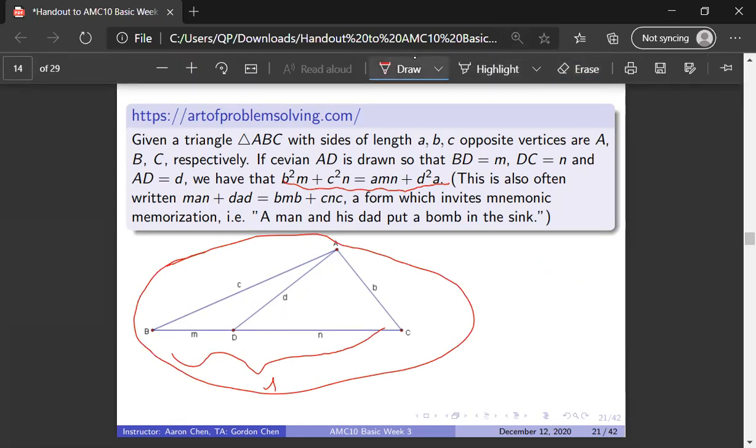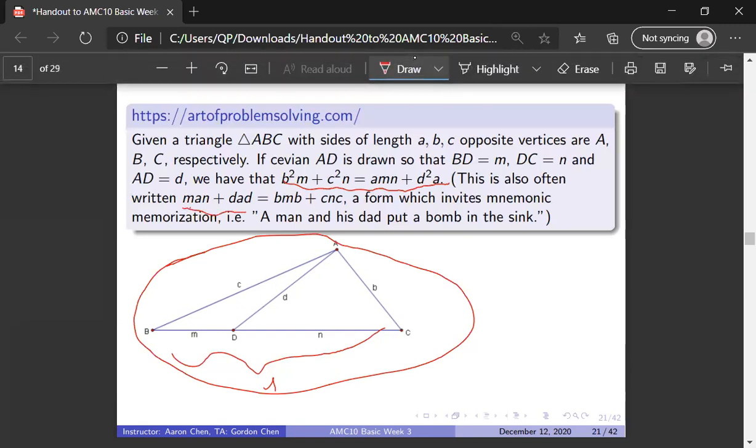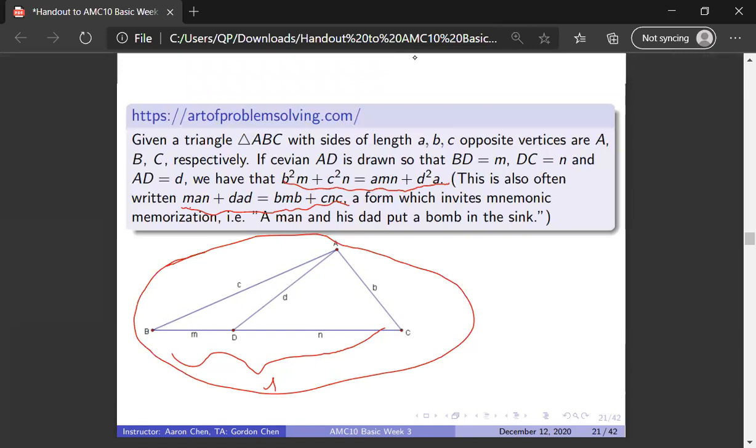And so you have that b squared m plus c squared n equals amn plus d squared a. And you can write it as man plus dad equals bmb plus cnc. And so the most popular mnemonic for Stewart's theorem is a man and his dad put a bomb in the sink.